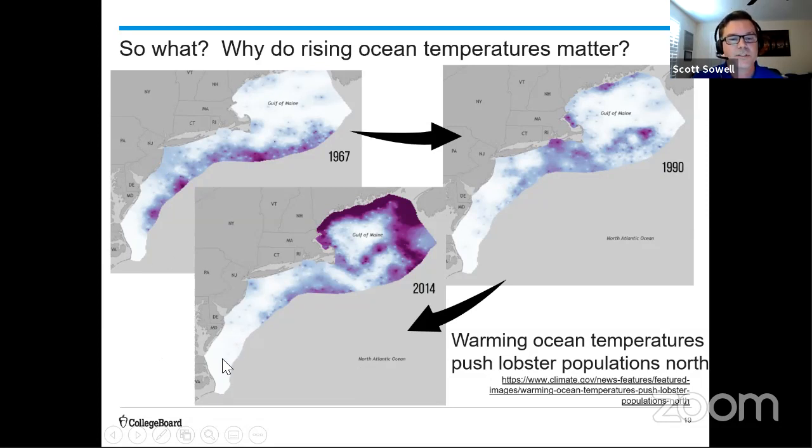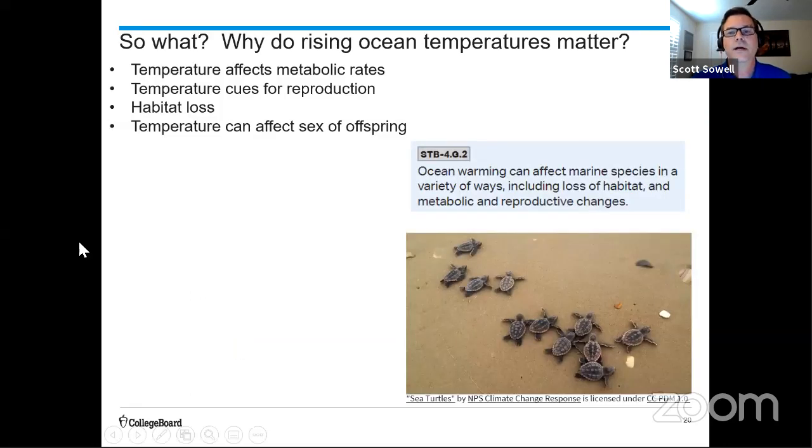So the temperatures down here in 2014 are outside of the optimal range of tolerance for temperature for these lobsters, and they're moving north to colder waters. So again, this is not just about fish moving to other locations. This has some very real consequences.